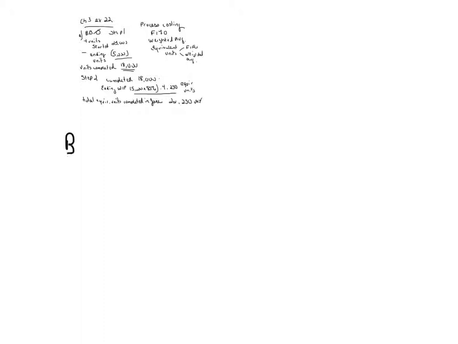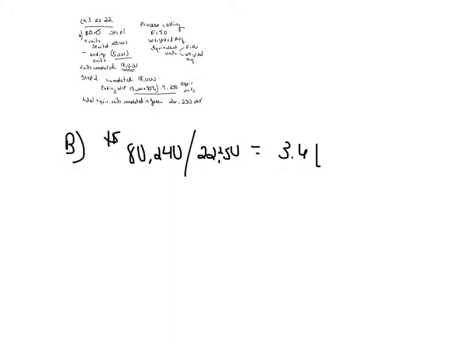So this is for requirement B, we'll have $80,240 divided by the equivalent units that we came up with. So this 22,250 are the equivalent units. So we've got 22,250, and that equals $3.61 per equivalent unit.